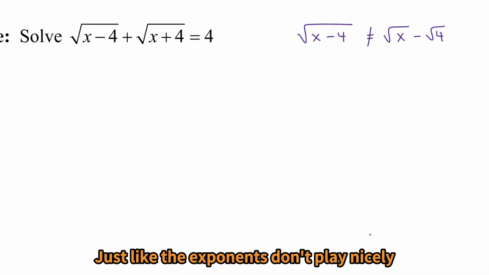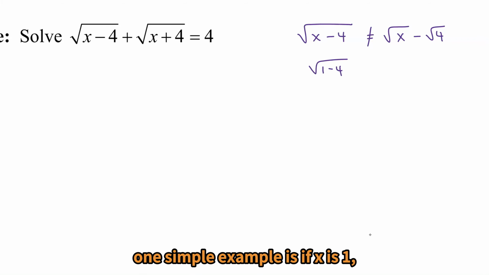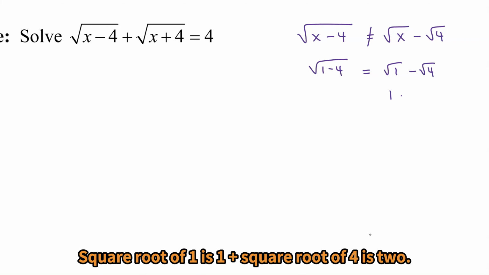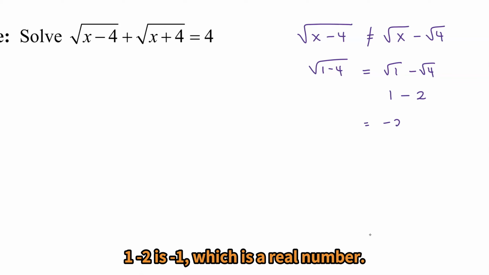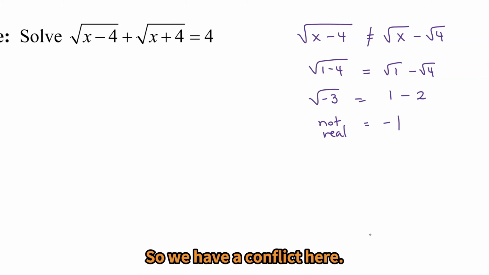Just like exponents don't play nicely with addition and subtraction, neither do radicals. One simple example: if x is 1, the square root of 1 is 1, and the square root of 4 is 2. 1 minus 2 is negative 1, which is a real number, but the square root of 1 minus 4 is the square root of negative 3, which is not real. So we have a conflict here.